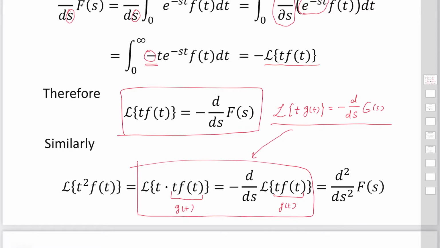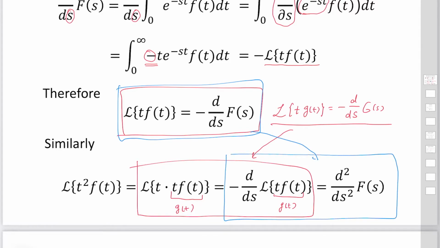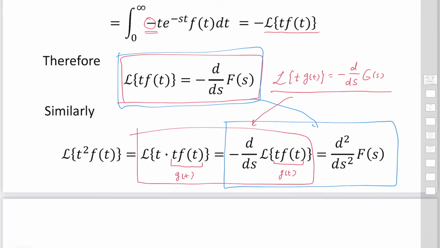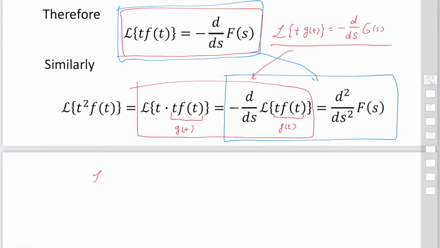Again, we can apply the Laplace transform of tf using these formulas. Apply to these ones. Then this is going to be equal to this one. So by multiplying the minus 1 twice, it becomes a 1. So it becomes the second derivative of the Laplace transform of f with respect to s. So if we apply it one more time, you might easily find that for t cubed f(t), it's a minus 1 cubed times the third derivative of F(s).